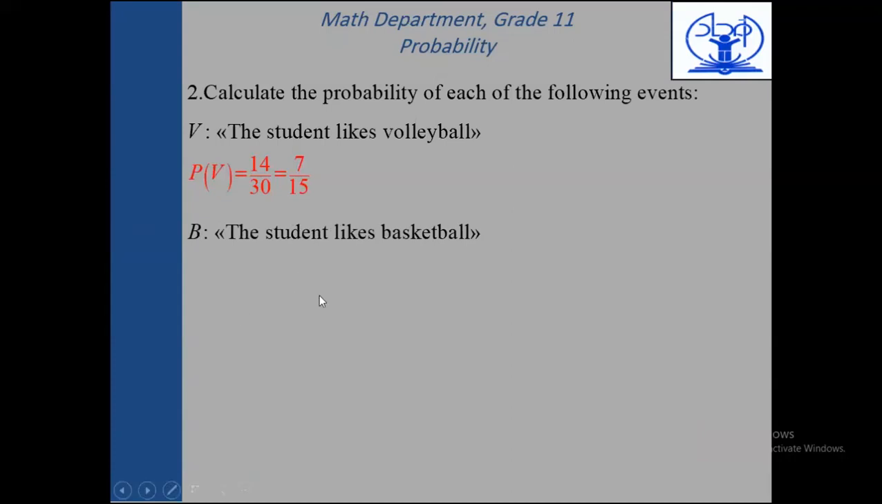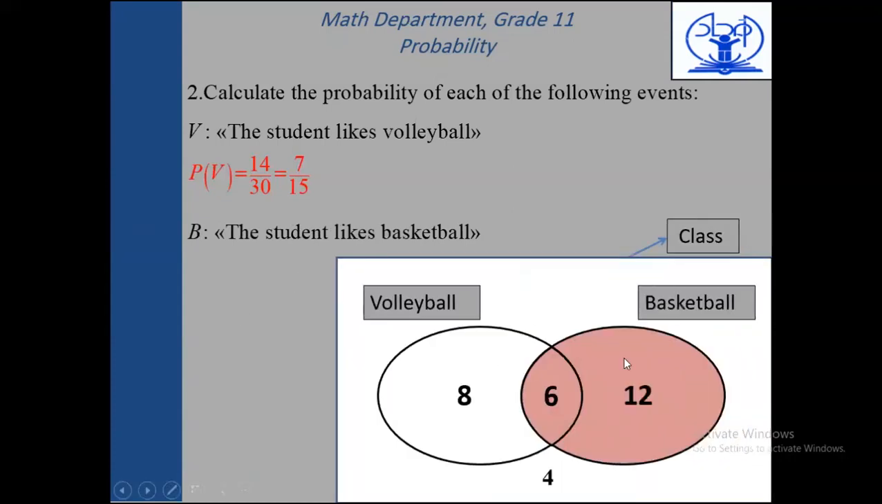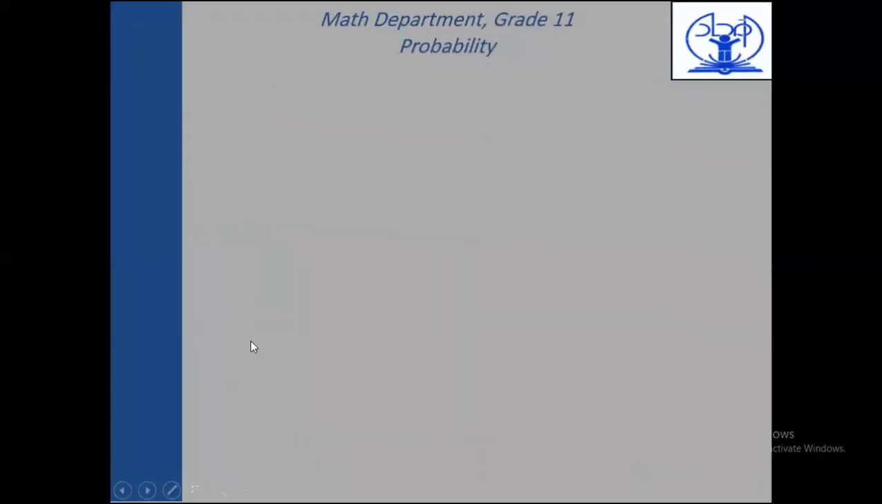What's the probability that the student likes basketball? Basketball is this set. All of the set, not only the 12. These 12 like only basketball, but I'm not saying the student likes only basketball. I'm saying that the student likes basketball, and consequently the student can be any one of these 18 out of 30, which is 3 out of 5.